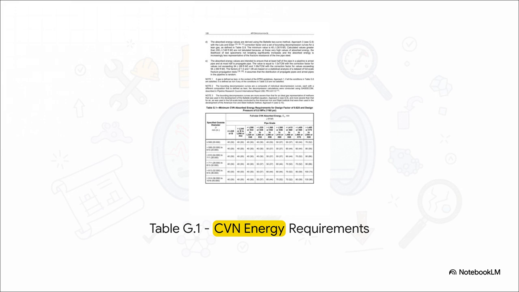They look at Table G.1. It's essentially a massive matrix. You cross-reference the pipe's outside diameter with its specific steel grade, say an X70 or an X80 pipe. Boom, you find your exact minimum CVN energy, in joules, required to stop a fracture cold at a specific design pressure. It's just pure calculated safety.